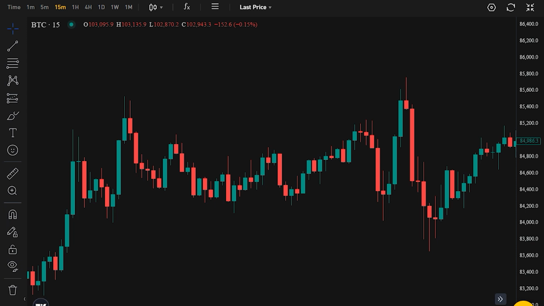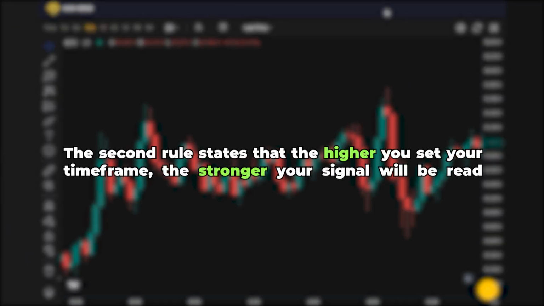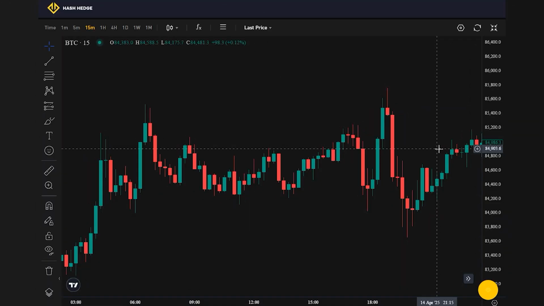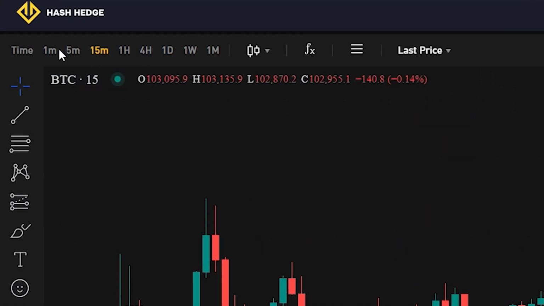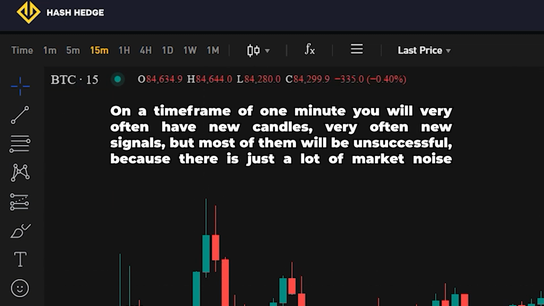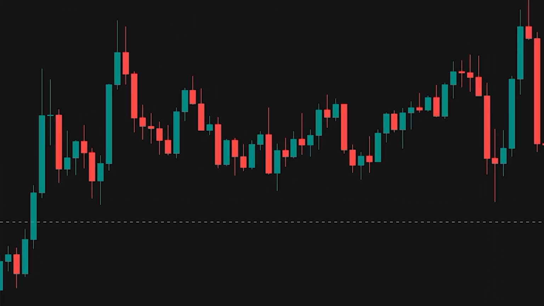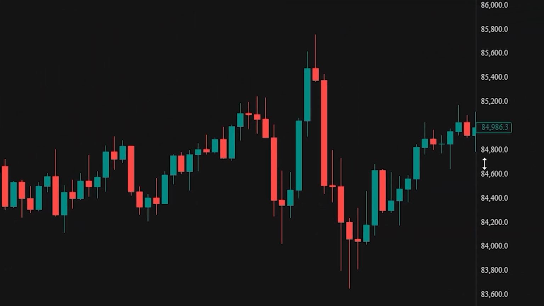Here I want to talk about the second rule of candlestick patterns. The second rule states that the higher you set your time frame, the stronger your signal will be read. That is, the smaller the time frame, for example 1 minute, you will very often have new candles, very often new signals, but most of them will be unsuccessful because there is just a lot of market noise. Candlesticks appear too often, and these movements have little effect on the chart.